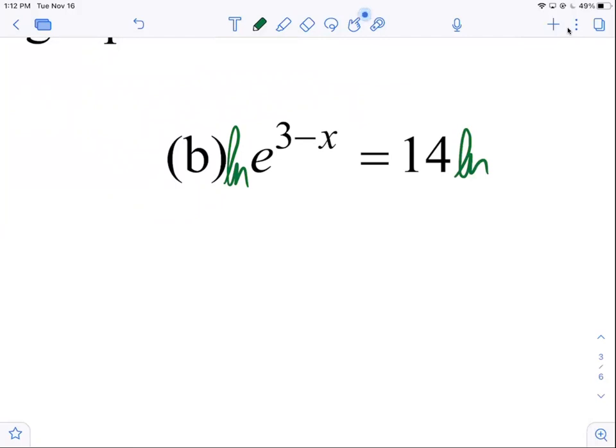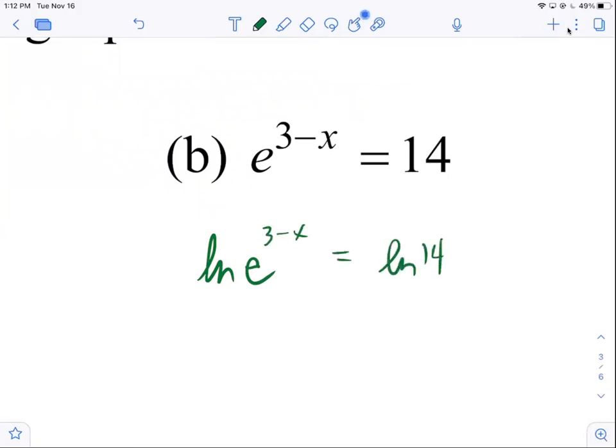No, not at all. I'm kind of okay with the left side, but the right side, what even is that? 14 ln? Is that the start of a strange haiku? I don't know. Doesn't make sense. Let's go ahead and write it in front. It's an operation. Natural log of e to the 3 minus x equals the natural log of 14.